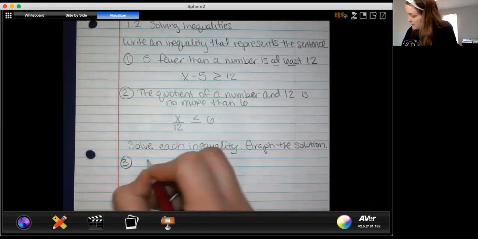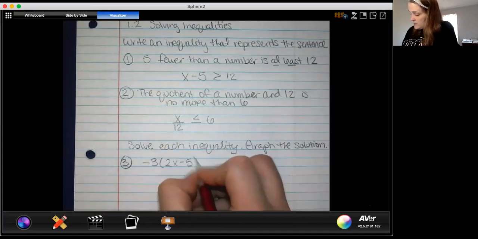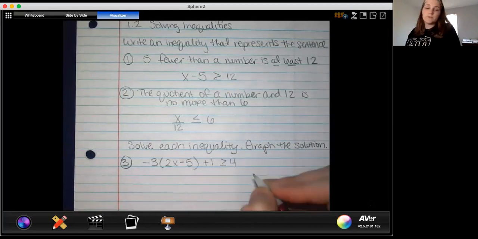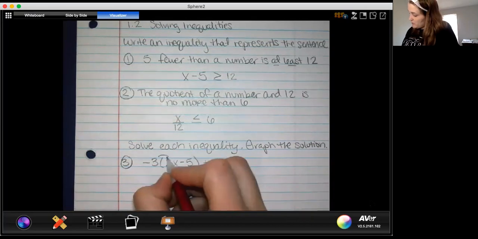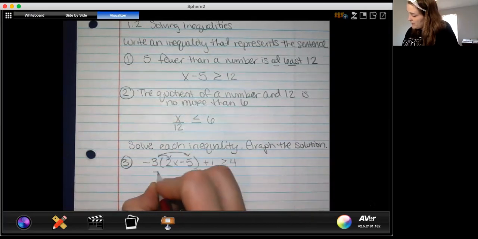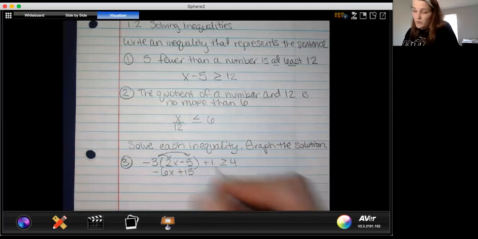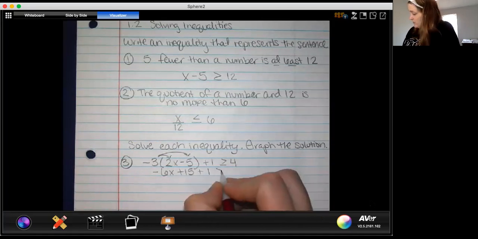Number 3 is -3 times the quantity of 2x minus 5, quantity plus 1 is greater than or equal to 4. So similar to how you're solving equations, you will solve inequalities. There are some things that you'll have to work with, and we'll talk about that in a sec. So the first thing you got to do is distribute. -6x plus 15. And the plus 1 doesn't mean to distribute. It would just be there by itself. Greater than or equal to 4.